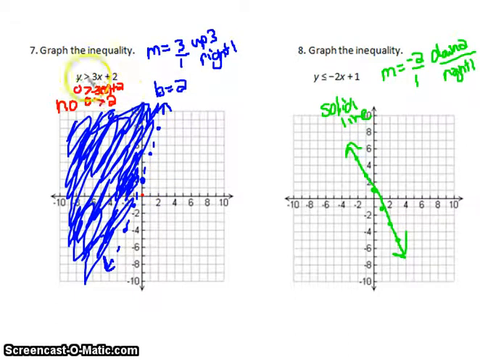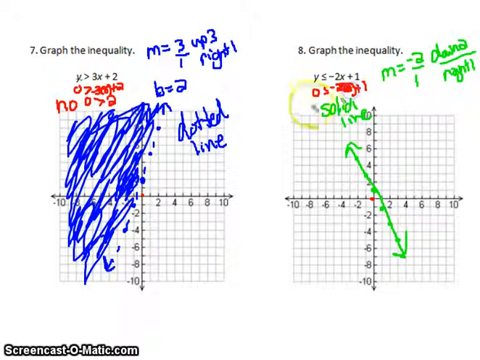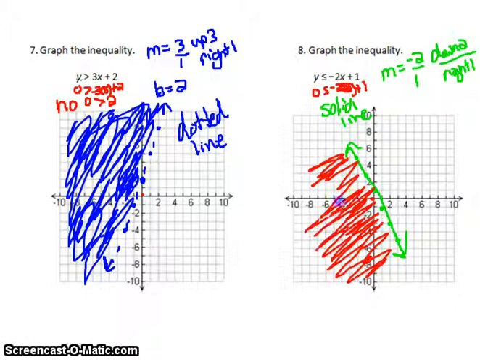This one you want to remind yourself, greater than is just a dotted line. Please make sure on your test that I can tell the difference between a solid line and a dotted line. Over here, I've got to decide how to shade. So if I plug into 0, 0, is 0 less than or equal to negative 2 times 0 plus 1? Well, negative 2 times 0 is 0. So it goes away, and 0 is less than or equal to 1. That's true. So we are going to shade over here. Looks like Christmas.